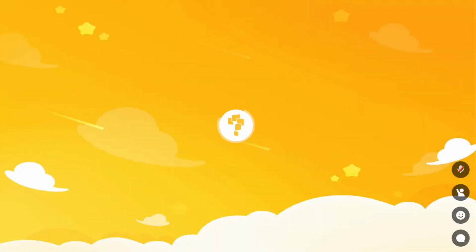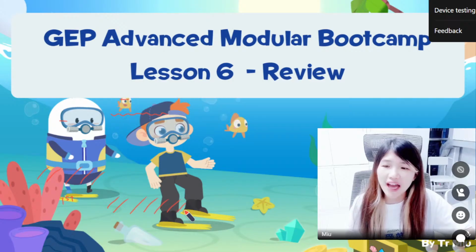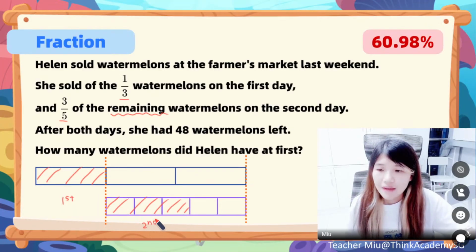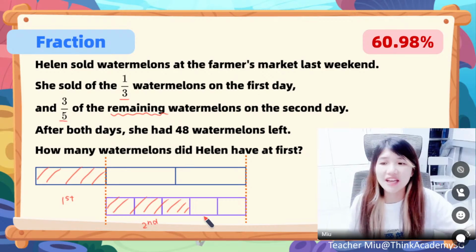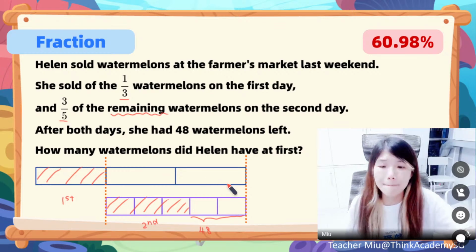Five, which is this part of it. So 3 out of 5 is for the second day. Now it says after both days, she had 48 watermelons left. How many watermelons did Helen have at first? That means we are going back to the whole big thing.